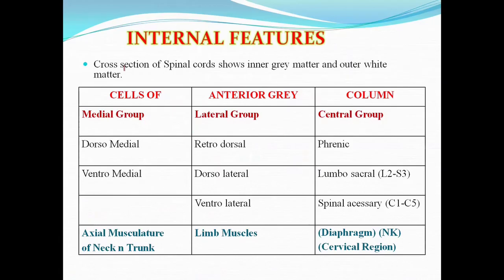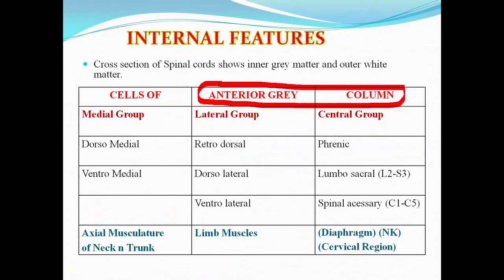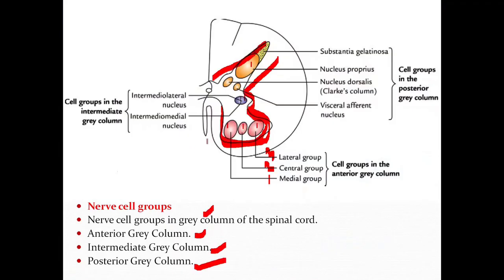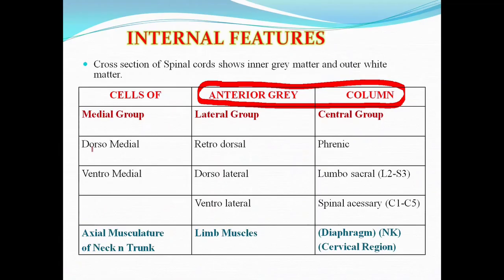So now, as mentioned in the cross-section of the spinal cord of the inner gray matter, I'm talking about the anterior gray column. In the medial group, I have a medial cell nucleus, both on the dorsal side and the ventral side, named the dorsomedial nucleus and ventromedial nucleus, and they maintain the axial musculature of the neck and the trunk line.